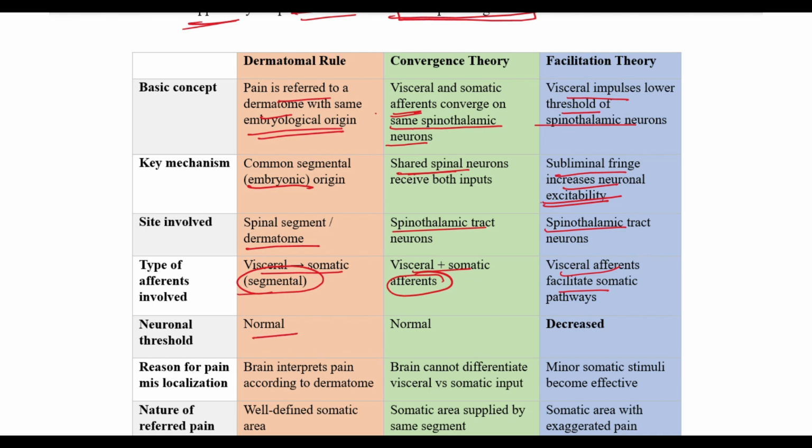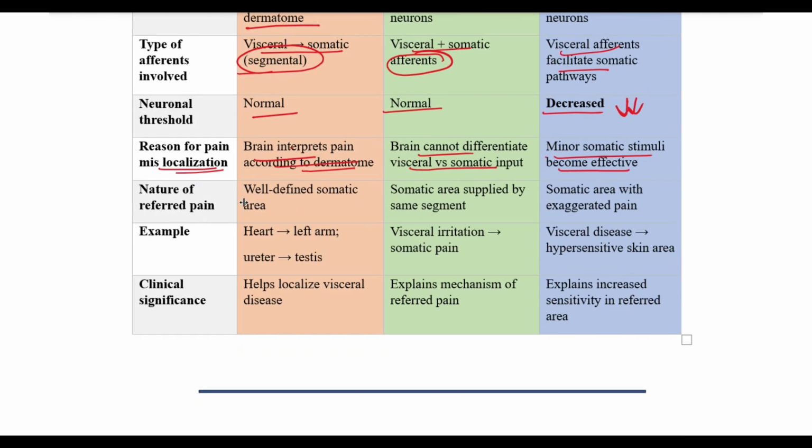The neural threshold is normal in the dermatomal and convergence theory, while the neural threshold is drastically decreased in the facilitation theory. The reason for the pain mislocalization or reference is that the brain will interpret pain according to the dermatome. Here, the brain cannot differentiate between the visceral and the somatic input, and in the facilitation theory, we have the minor somatic stimuli which becomes effective. The nature of pain is well defined in the dermatomal theory. Here the somatic area is supplied by the same segment, and here the somatic area is supplied with an exaggerated pain.